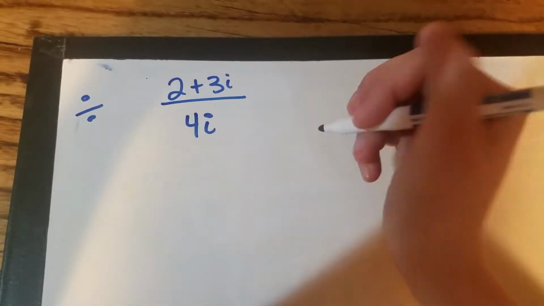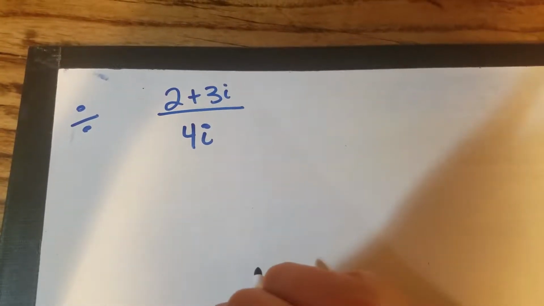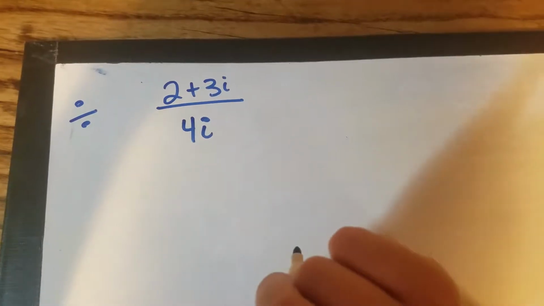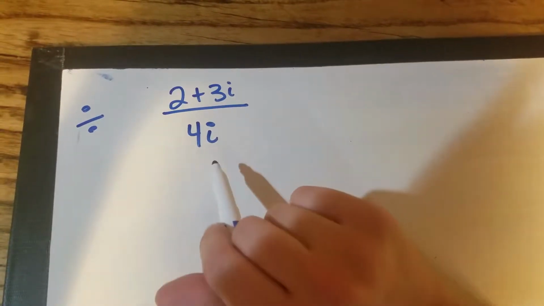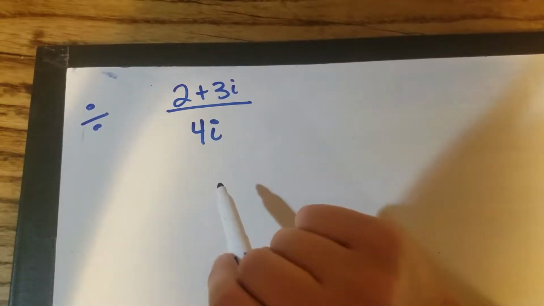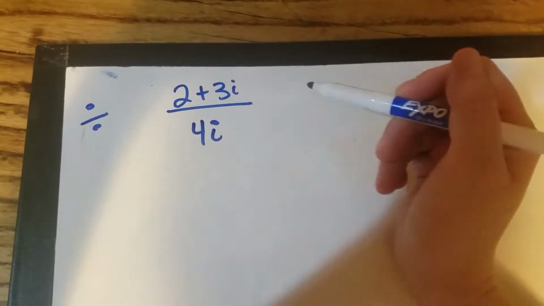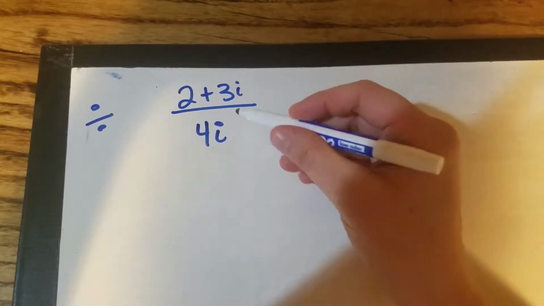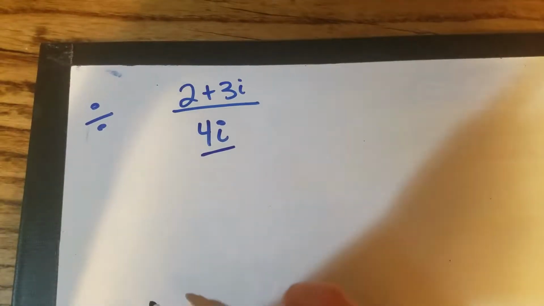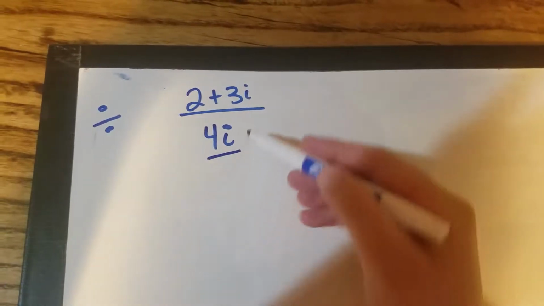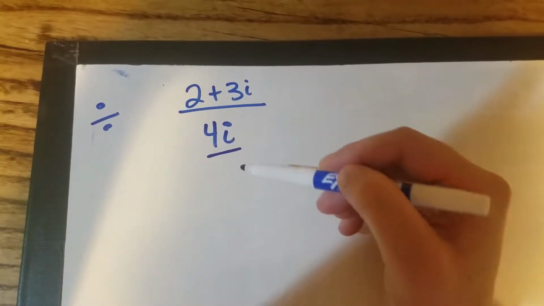Alright guys, so this is dividing with i in the denominator. Bad math notation is to have a square root in the bottom, to have an i in the bottom, to have a negative sign in the bottom. So I'm going to show you how to get it out. This is a monomial, meaning there is no plus or minus sign. So the way we get it out is we just need to make this i into an i squared.